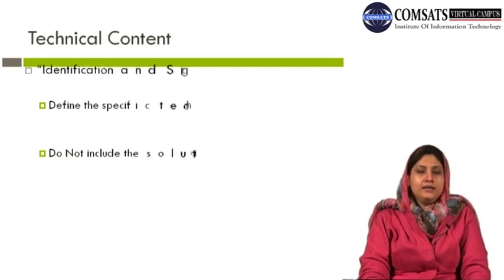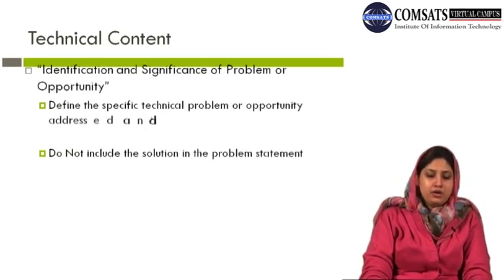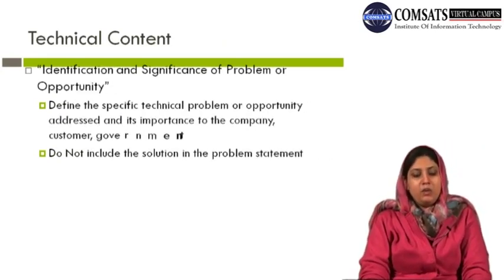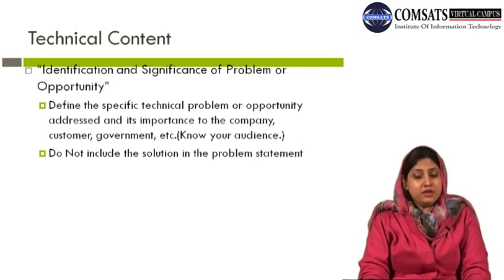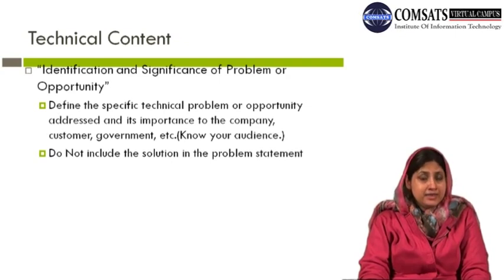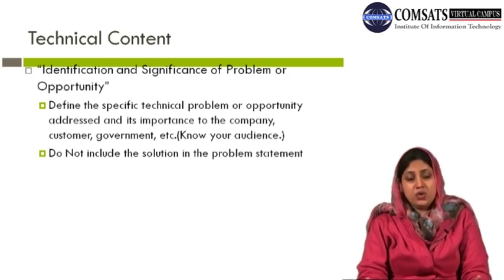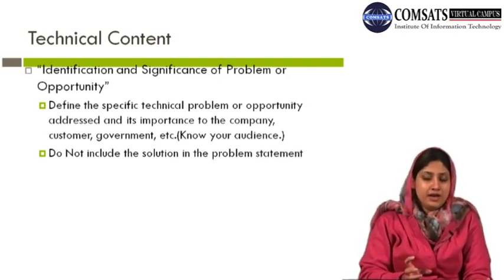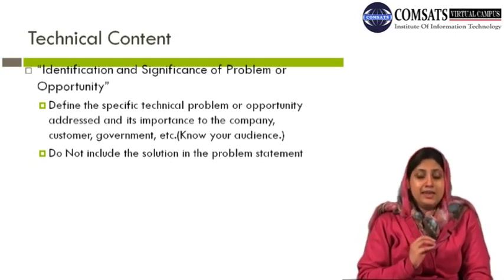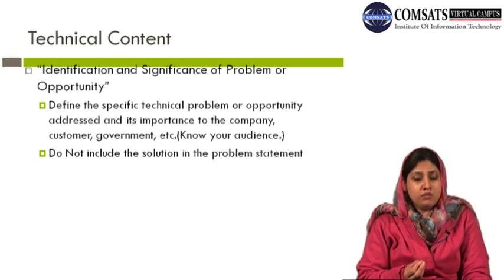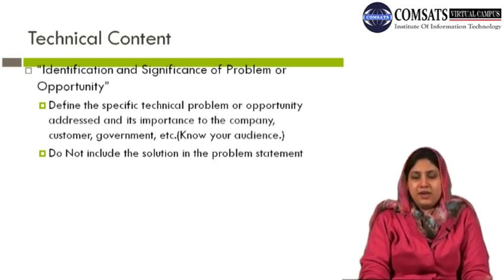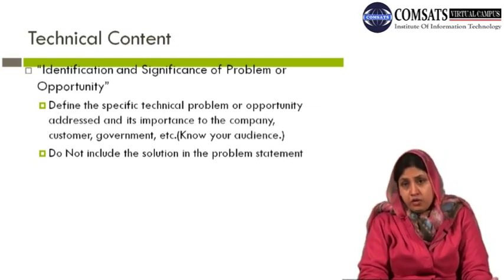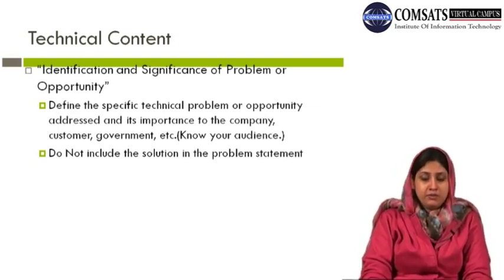Well, now let's have a word about the technical content in our proposal. Well, identification and significance of the problem or opportunity is one technical section of a proposal. You need to know how you identify the problem, how you are making your readers identify it, and then what is the significance of this problem or opportunity that you want to avail, what scope it has, what benefit it will have for the company or for the community out there.